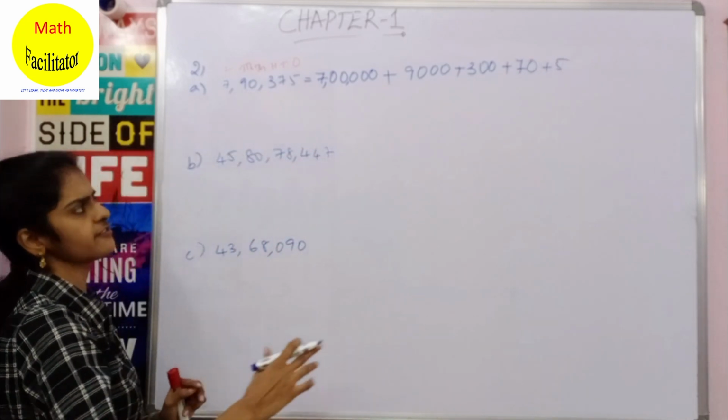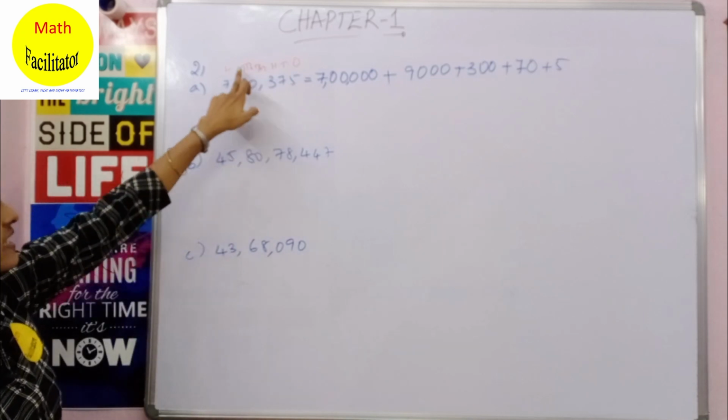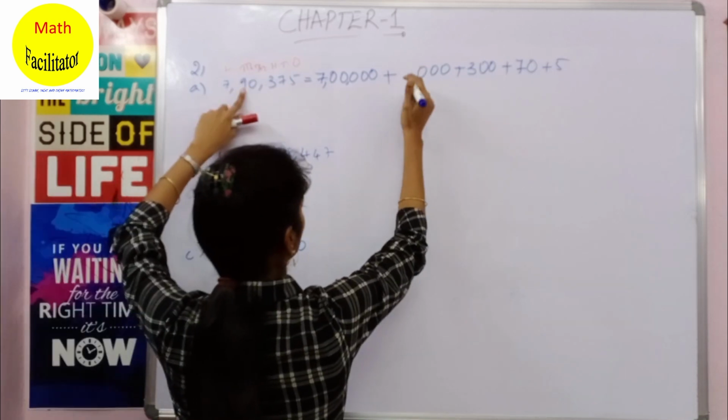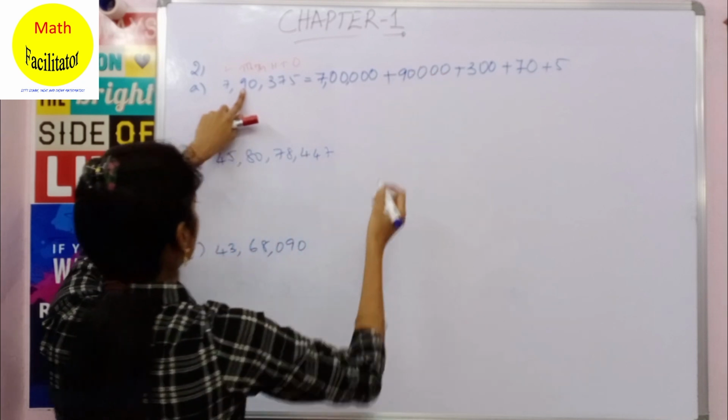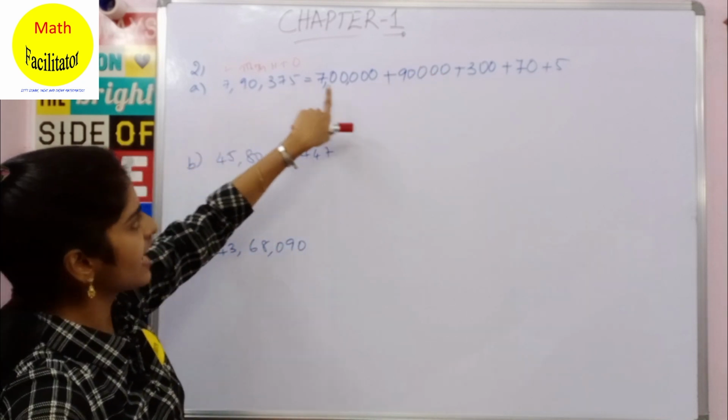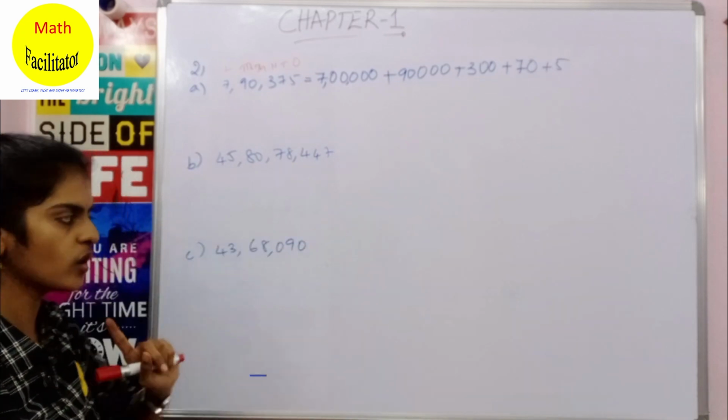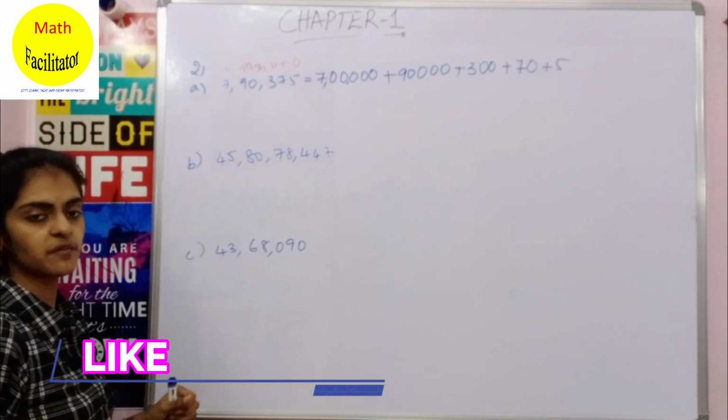Clear? Otherwise, if you are familiar with place values, you can directly write it. It is 90,000. Here we have to write 4 zeros. Okay, so you can write 90,370 plus 5.